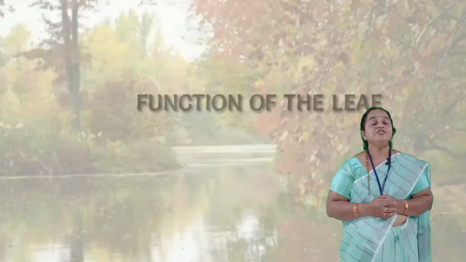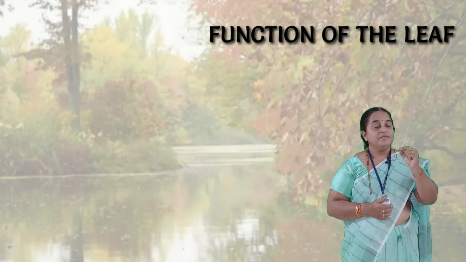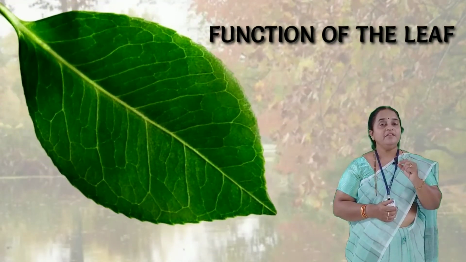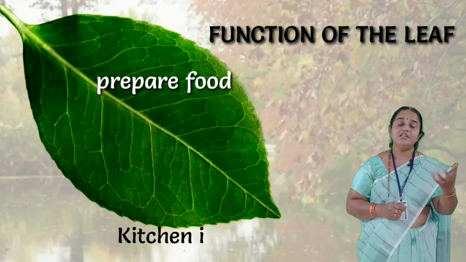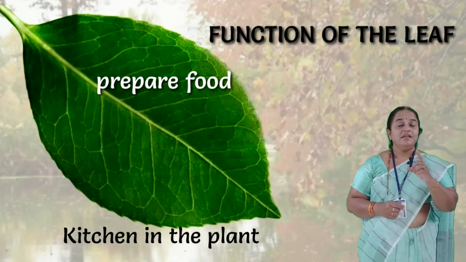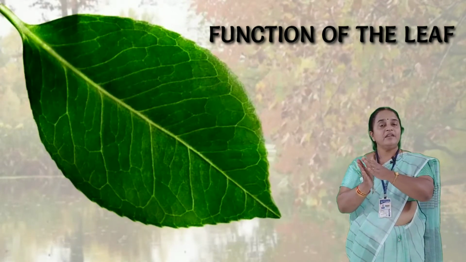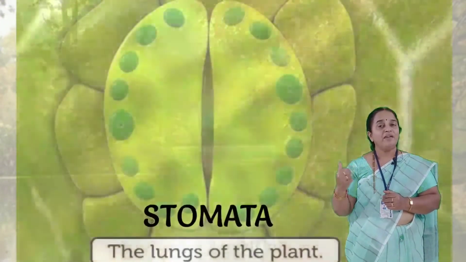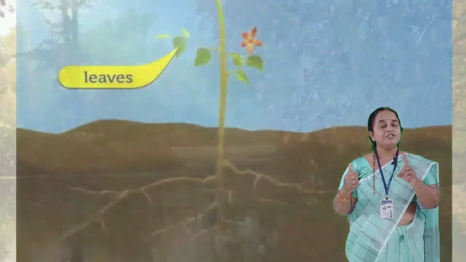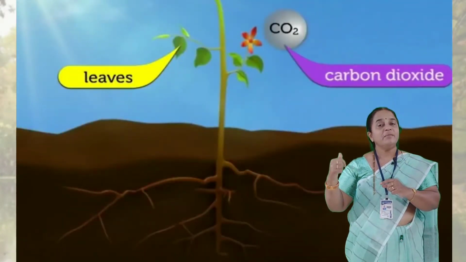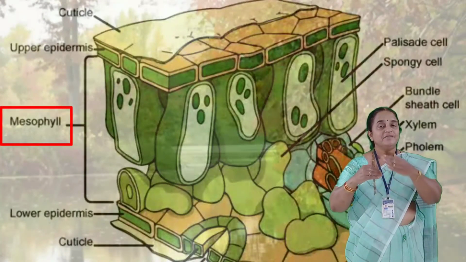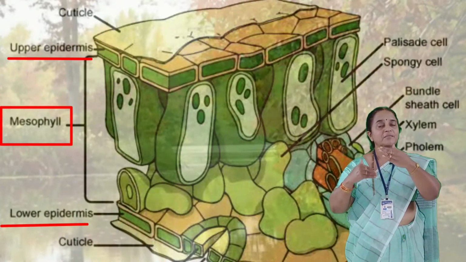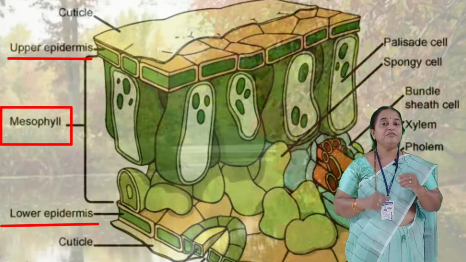Coming to the function of the leaf. The main function of the leaf is to prepare food by photosynthesis. It is called the kitchen of the plant. The leaf lamina is dorsoventrally flat, having stomata for transpiration and for taking carbon dioxide for photosynthesis. Mesophyll, the portion between upper epidermis and lower epidermis, is called mesophyll.